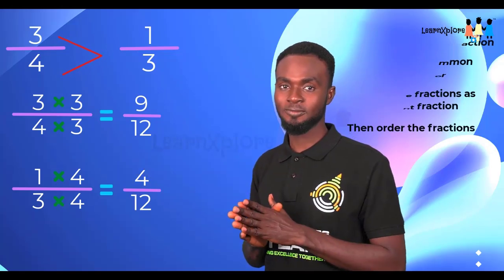Let's take one more example. Now you have 2/9 and 1/3. We want to know which of these two fractions is greater. The first step is to find the least common denominator. We can do that by finding the lowest common multiple.